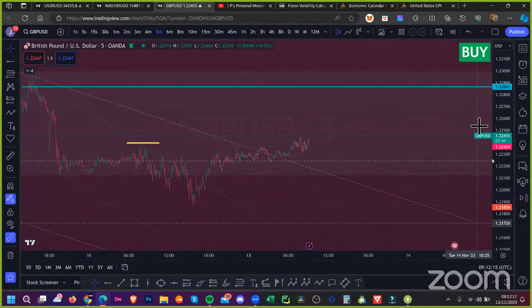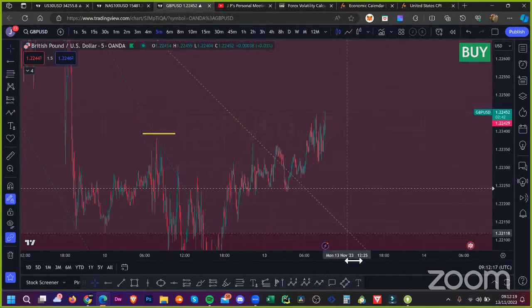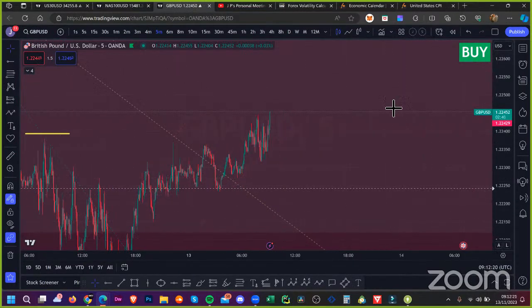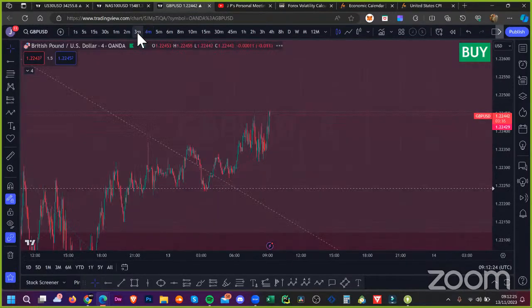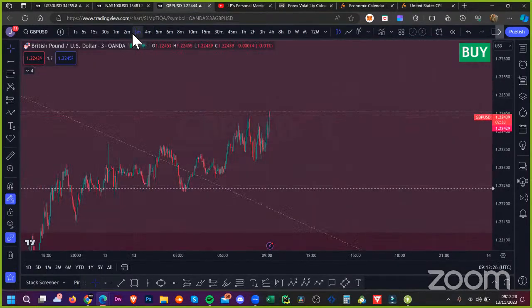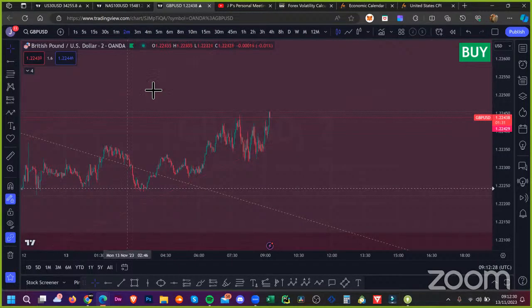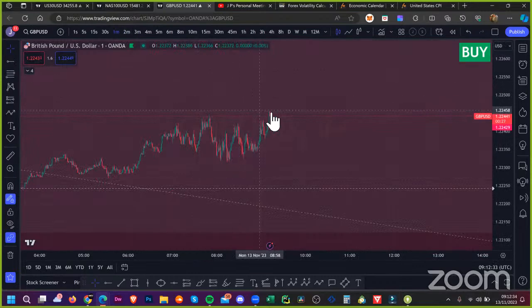Yeah, and if you can see here, like I said, I was waiting for that to go and close above here. On a 5-minute time frame, there's still 2.5 minutes before it closes. On a 4-minute, it's closed already. On a 3-minute, it's closed already. On a 2-minute, it's closed already, obviously. And on a 1 minute, it's closed already above this little level in here.